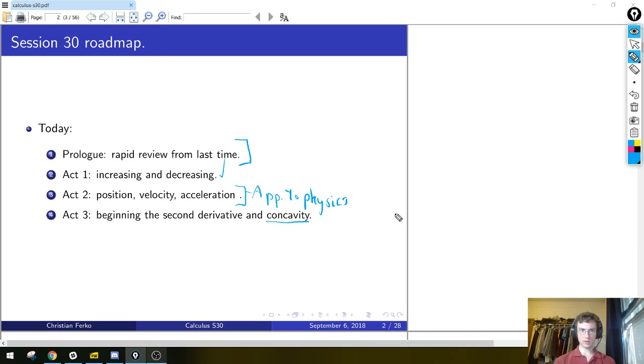Good. Thoughts or questions on the plan? Is acceleration linear or exponential? Under what force? For what object do you mean? Gravity. Oh, gravity, yeah.